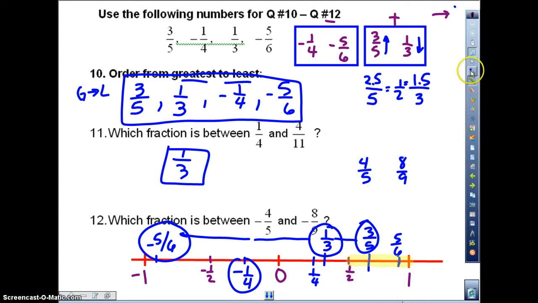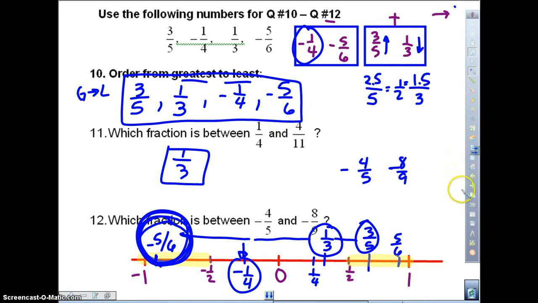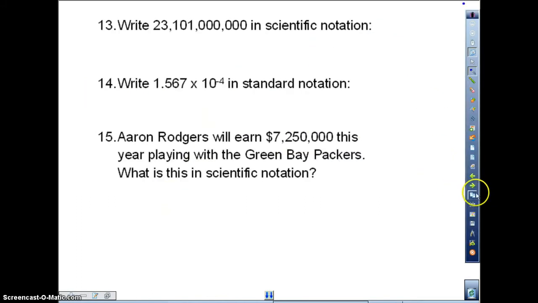So if you make them both negative, then on the negative side, they're both going to fall between here. And didn't we say -1/4 is right here? And we said -5/6 is right here. Which fraction falls between -4/5 and -8/9? Yeah, it's that one right there. Didn't having it on the number line, wasn't that super handy? Yeah, that was super handy, Mrs. Tucker. Okay, moving on. Let's do some scientific notation.